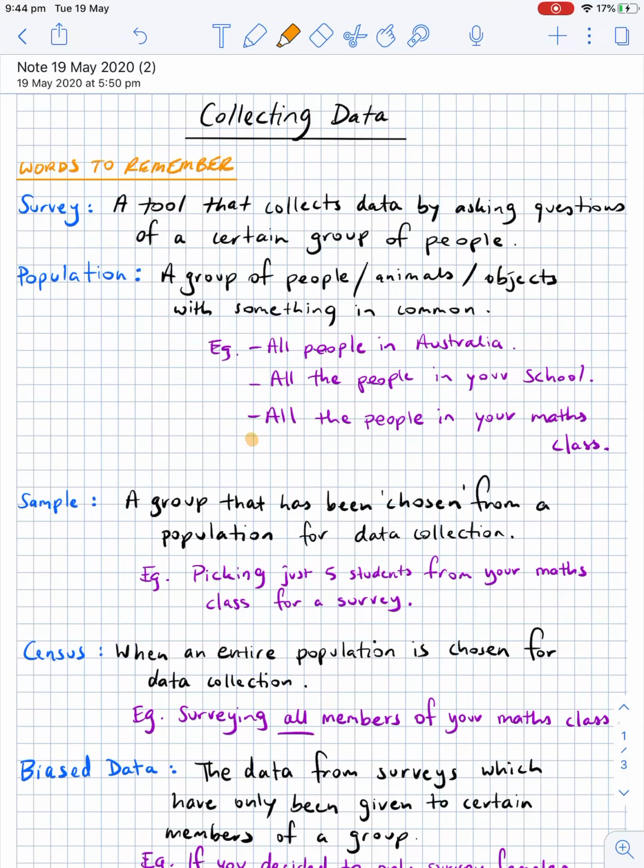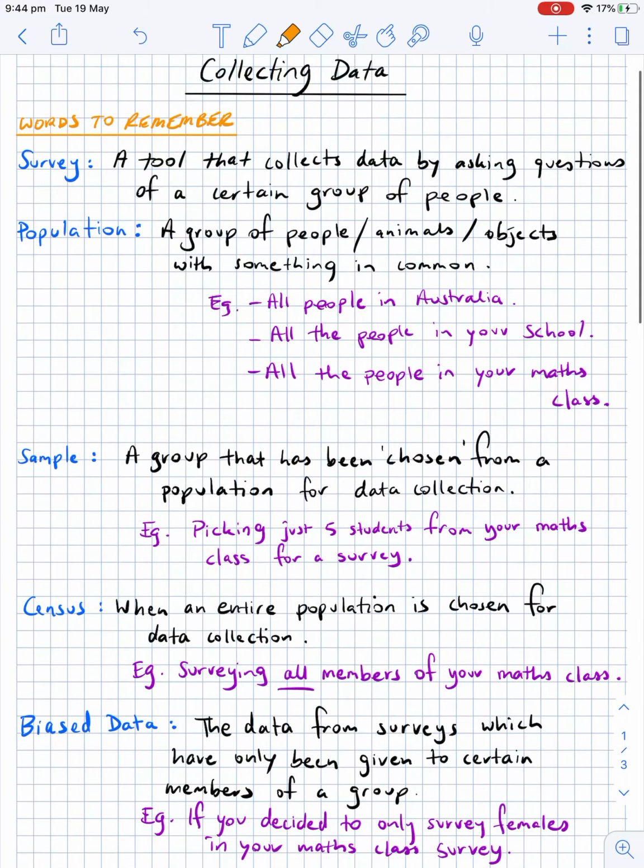We could go even smaller. We could say all the people in your maths class, for example. That is considered a population because they all have something in common. They're all in the same maths class. So populations can be big, they can be small. It depends on what you're focusing on. What's the commonality between those people?